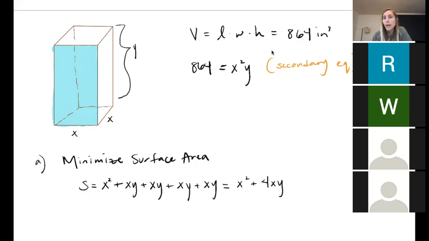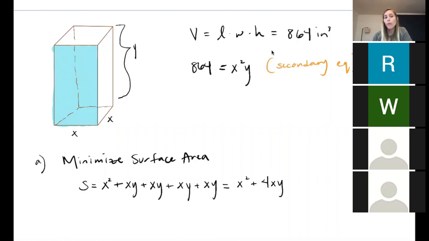Does anyone have any questions up to here? I know from the other class, what I was hearing in the emails was they were just getting stuck with how to set up the equation. So this is probably the hardest part.